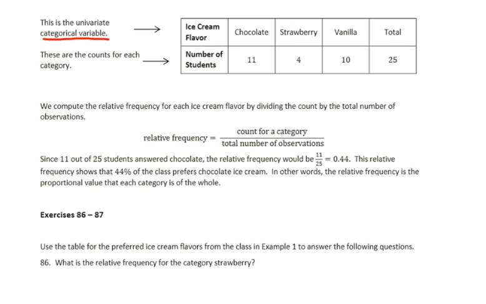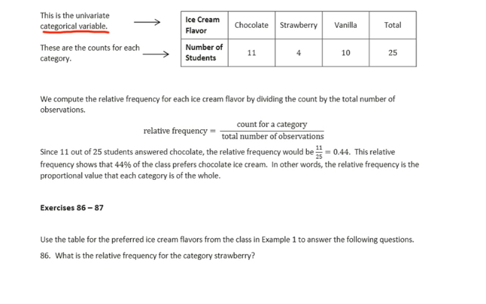So we can compute the frequency for each ice cream flavor by dividing the count by the total number of observations. So, for example, 11 out of 25 students said chocolate was their favorite ice cream. That is a relative frequency. That's how many chose it. 11 out of 25 is 0.44, which means I just moved the decimal 2 places to the right, and it's 44%. So 44% of the class prefers chocolate over the other flavors.